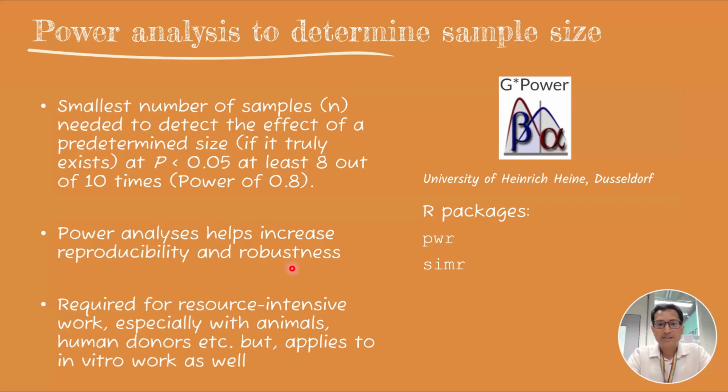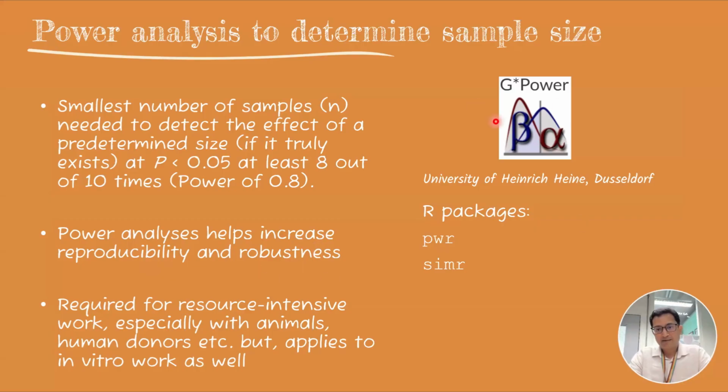Basically, it tells you if you have decided this is the effect you want to measure, and if it truly exists, what is the smallest number of samples you must use in an experiment to be able to reject a false null hypothesis at least 80% of the time. And so this increases reproducibility and robustness.